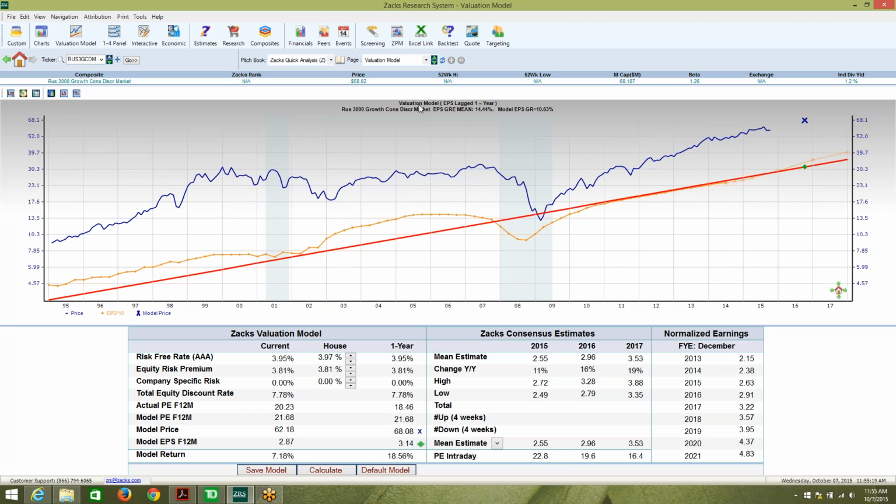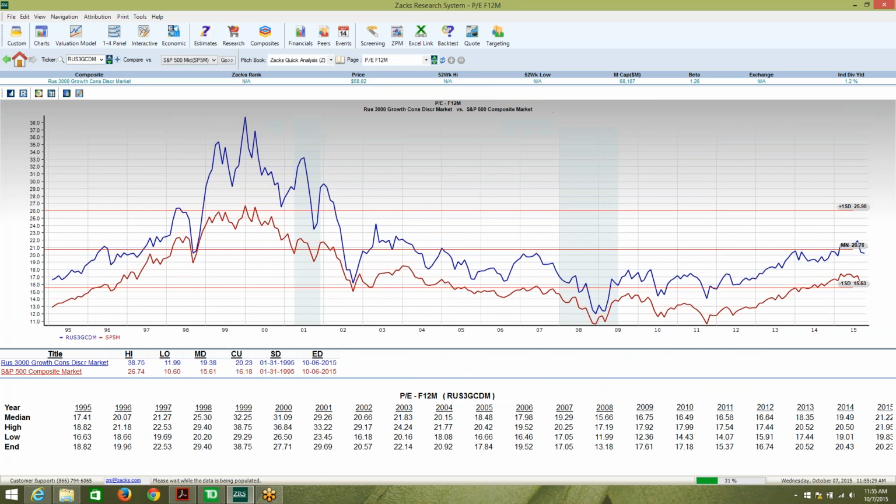The uniqueness of Zacks is that our platform allows you to perform complete fundamental and valuation analysis on any composite. For example, being able to do growth versus value analysis, or looking at your portfolio versus its appropriate benchmark, like for example the Russell 1000 growth.